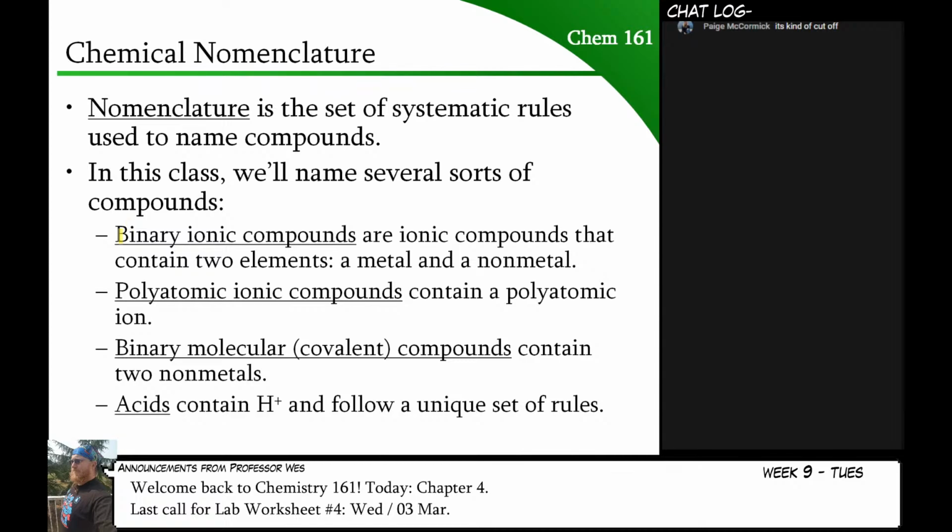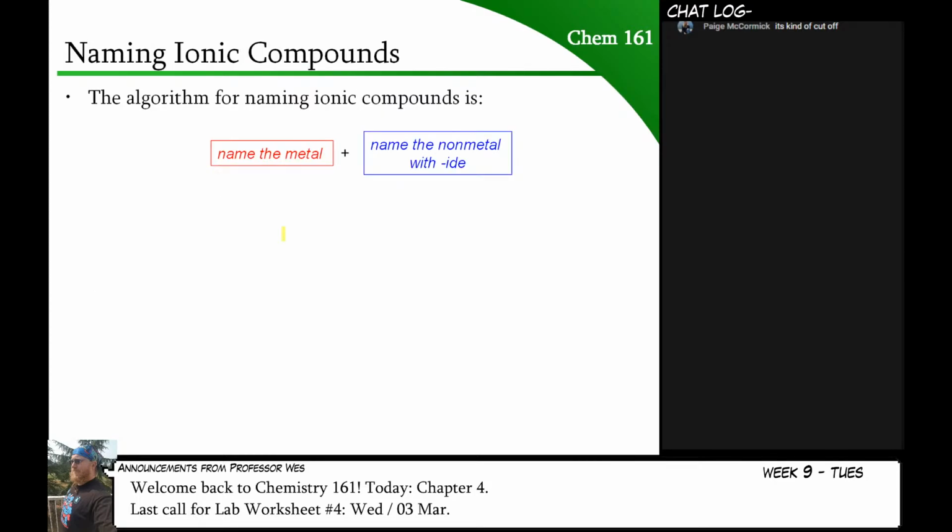The term binary is used when there are only two elements in a substance, and so we're going to have binary ionic and binary covalent compounds. And then we have polyatomic ionic compounds, which you need to know your polyatomic ions for. And then finally we have acids. So we're going to go over all these rules pretty quickly because you've done this in 140. I don't need to spend too much time on it.